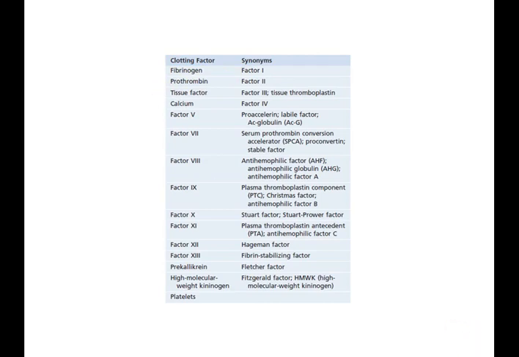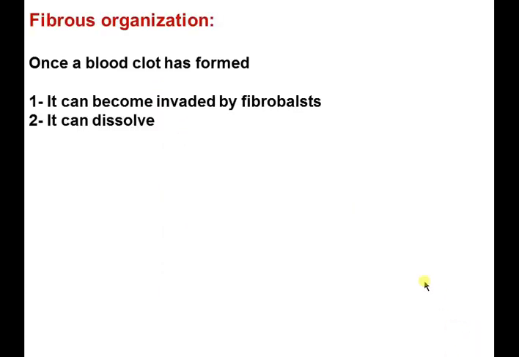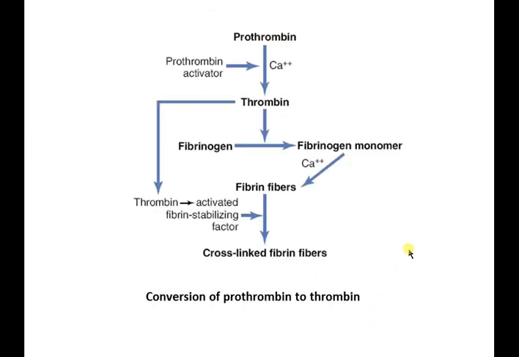Slide 9. Here we will see how the process of organization of the clot into fibrous tissue is completed. Once a blood clot has formed, it can follow one of two courses. One, it can become invaded by fibroblasts, which subsequently form connective tissue. Two, it can dissolve. The usual course for a clot that forms in a small hole of a vessel wall is invasion by fibroblasts, beginning within a few hours after the clot is formed. This process continues to complete organization of the clot into fibrous tissue within about 1 to 2 weeks.